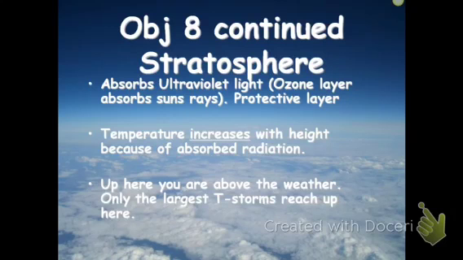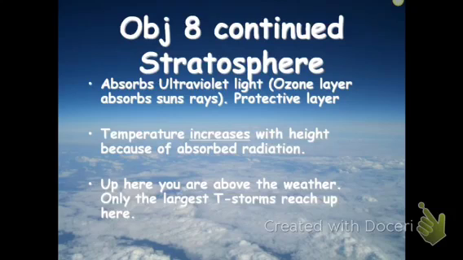Our next layer is the stratosphere. It is super important to us. The ozone layer is located in the stratosphere, and the ozone absorbs ultraviolet light that is harmful to us from the sun. It's a protective layer. You guys know that when you go outside, you put sunscreen on, and if you look at your sunscreen, it will say UV protection. Okay, that's the ultraviolet light, and we need protection from that.